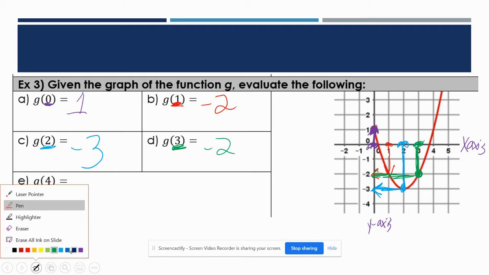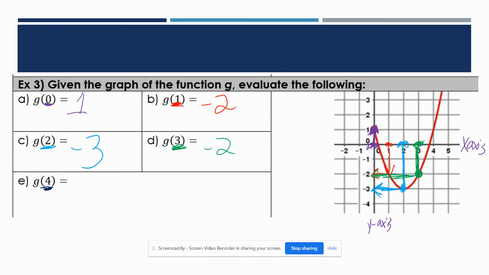And then last but not least, find where x is 4 right here. Match it to the graph right here. What y value is that? Well, it's right there at +1.